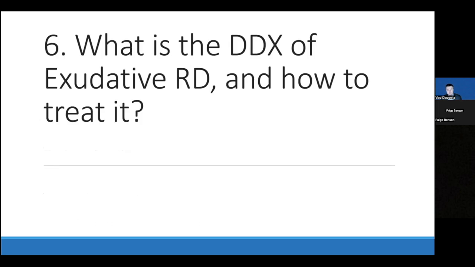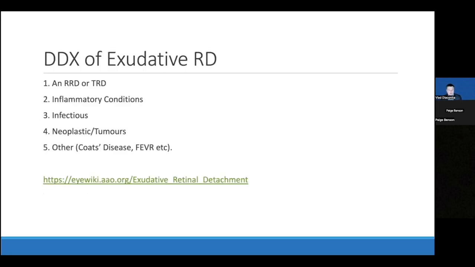And the differential diagnosis of exudative, it's not all encompassing. Remember, try EyeWiki, it's a really good resource, but you might be missing a rhegmatogenous or tractional detachment. This might be inflammatory, like VKH, infectious. There's other ones, neoplastic, tumors, people mentioned melanoma, et cetera, or other things like Coats or FEVR, which we didn't talk about, but that's like another kind of genetic predisposition to having exudation. So familial exudative vitreoretinopathy. So many things can cause these ones. These are tricky sometimes to manage and diagnose.